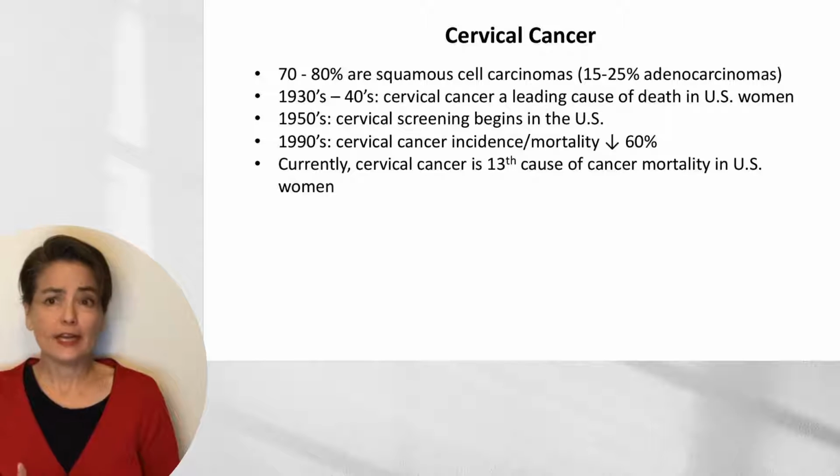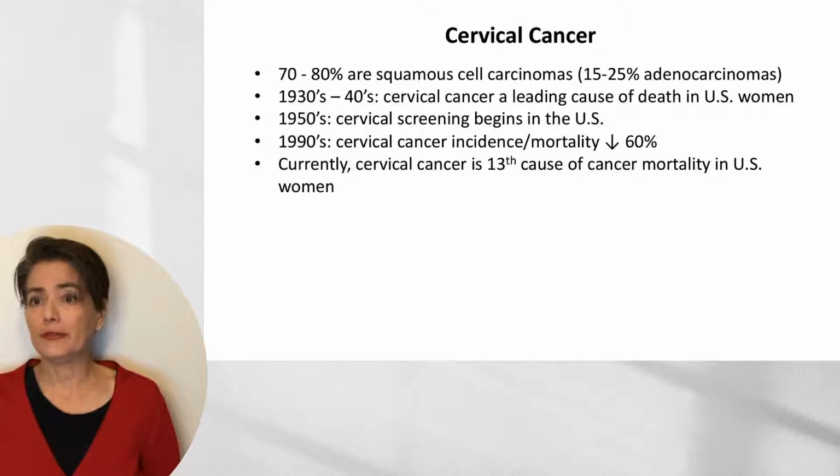So about 70 to 80% of cervical carcinomas are squamous cell carcinomas, with about 15 to 25% being adenocarcinomas. And back in the 30s and 40s, cervical cancer was a leading cause of death in American women. By the 1950s, cervical screening had become quite widespread in the United States, and by the 1990s, cervical cancer incidence and mortality had dropped about 60%, and currently cervical cancer is the 13th cause of cancer mortality in American women. So this has been a dramatic decrease, and what that tells you is that we have an incredible screening system.